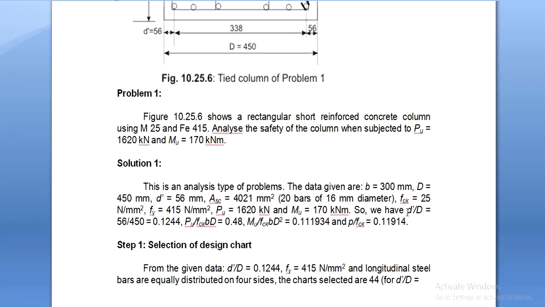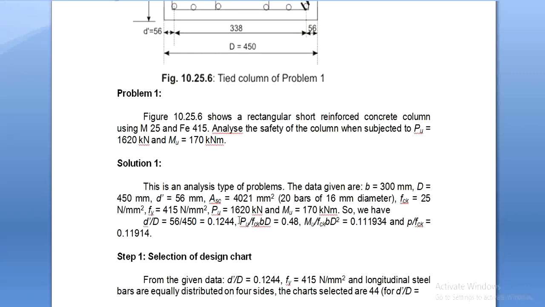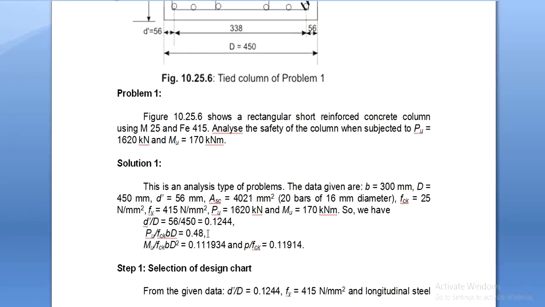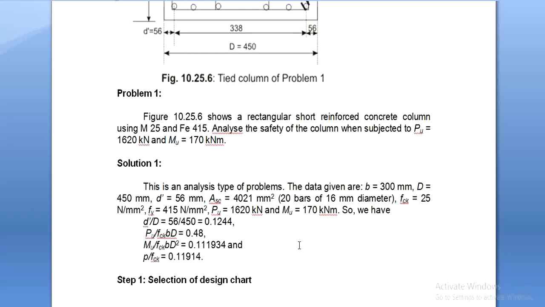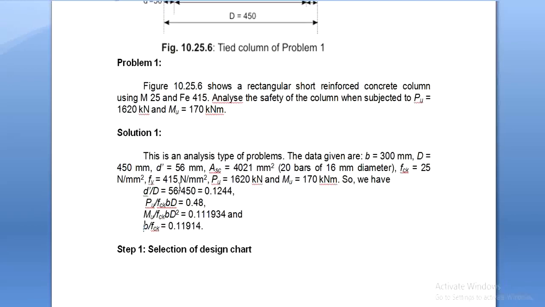So this is the data we need while referring to the charts. So first data we need is d dash by d. So d dash by d is equal to 56 by 450, that is 0.1244. Pu by fck that is 0.48. Pu is equal to 1620 divided by fck is 25, b is 300, D is 450. So 0.48 is a data which we have obtained.